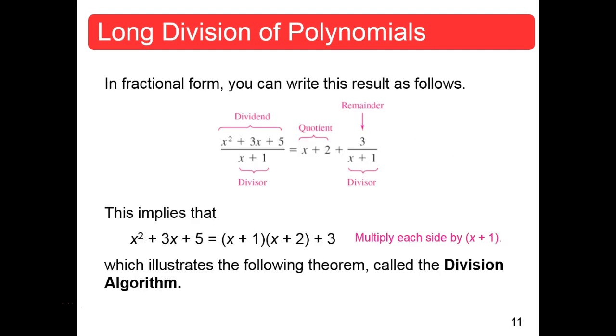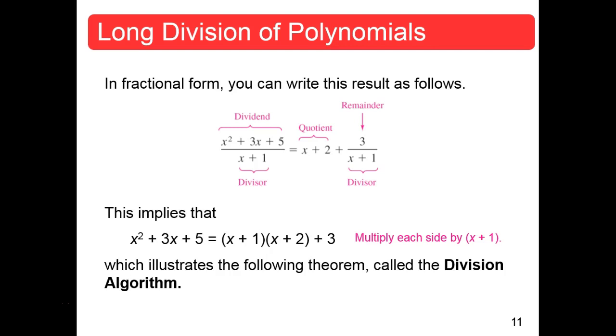Okay? So in fractional form, if you go back, remember, division is basically a fraction. You're taking your dividend, dividing it by the divisor. That's a dividing line. And what we got for the answer was x plus 2, that was your quotient, plus 3 over that divisor. Okay? So that's written in fractional form.